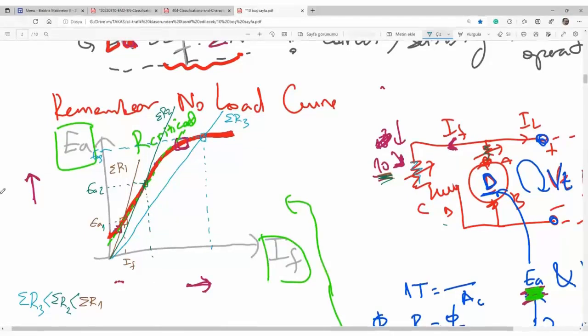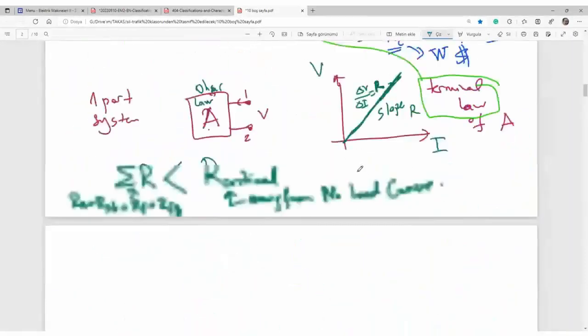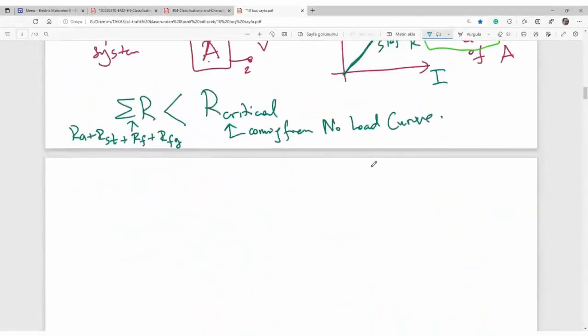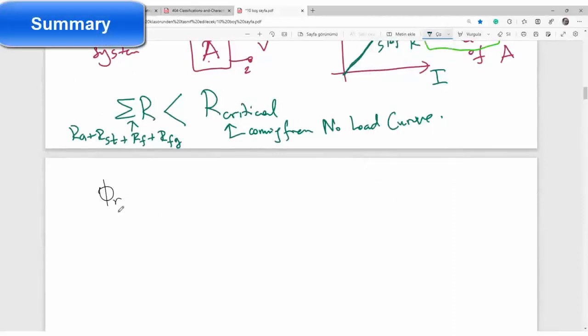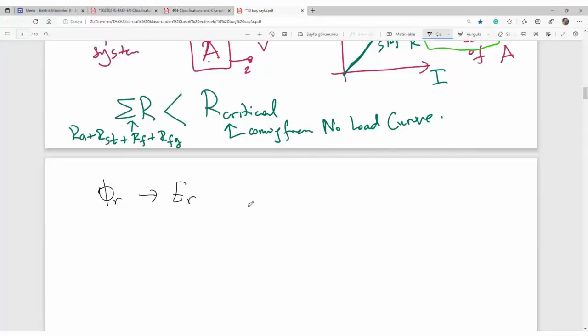Let me tell the exact story. First of all, there was residual flux. Residual flux will induce a remanence EMF. Remanence EMF has caused some current in the field, the shunt current, let's say.